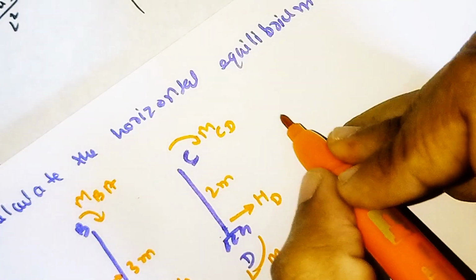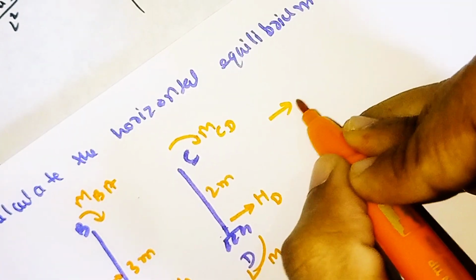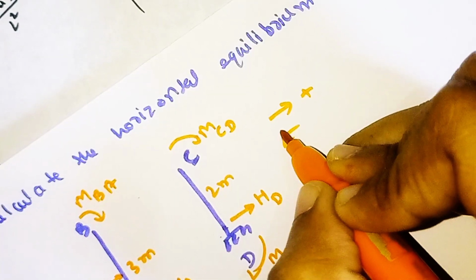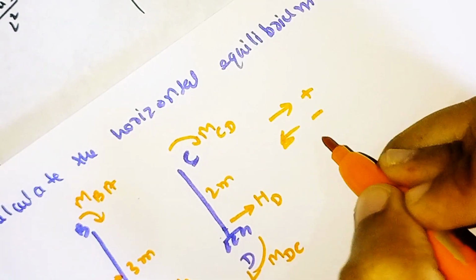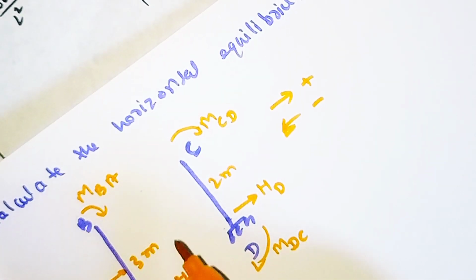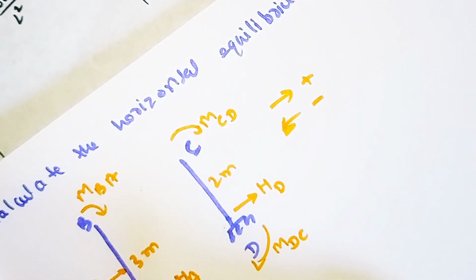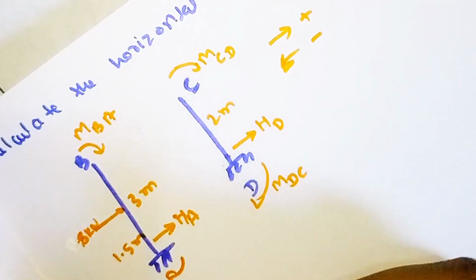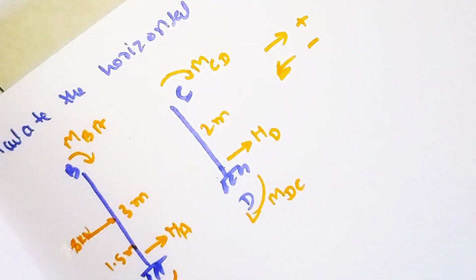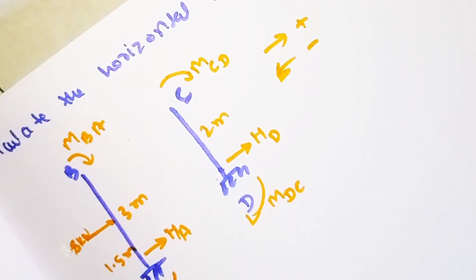So we always take the positive. The forces moving in this direction are taken as positive and those moving in this direction are taken as negative. I am taking the positive reactions because we have taken the moments clockwise. Positive moments we have taken, so we need to take positive reactions. So I have taken HA and HD. This is our second step after drawing the vertical members diagram.